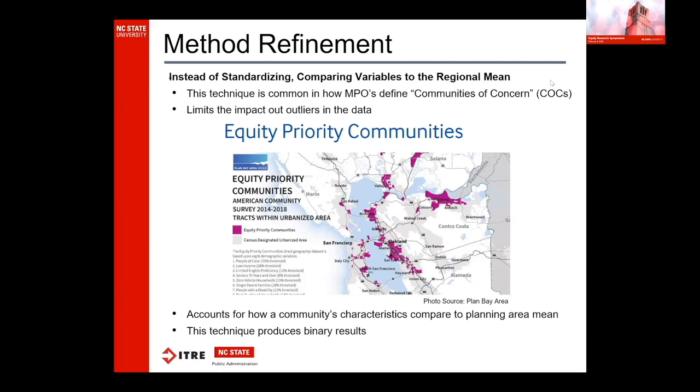And in making these definitions, they're actually making a binary designation. So some areas are communities of concern and some areas aren't. So we want to stay away in our work from a binary designation so that we could actually score a certain magnitude for a project. But we did really like the process of comparing what's going on in these areas to a regional mean. So on the next slide, I'll show you how we're employing that in our project.